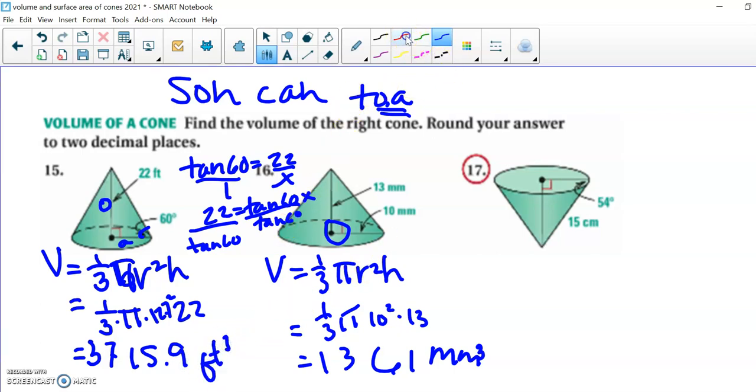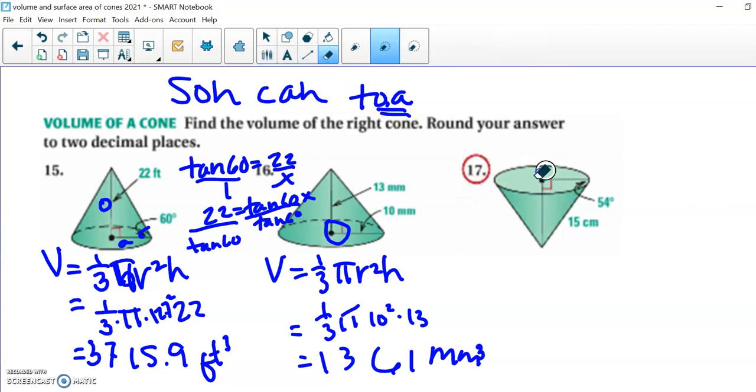One more I'd like to do, and that's when they give us the slant height. Be careful. That's not our height. We want, remember the height, we have to look for that right angle symbol, and they didn't give us that. But they did tell us this is called the slant height. We'll talk about that in a second when we do surface area.